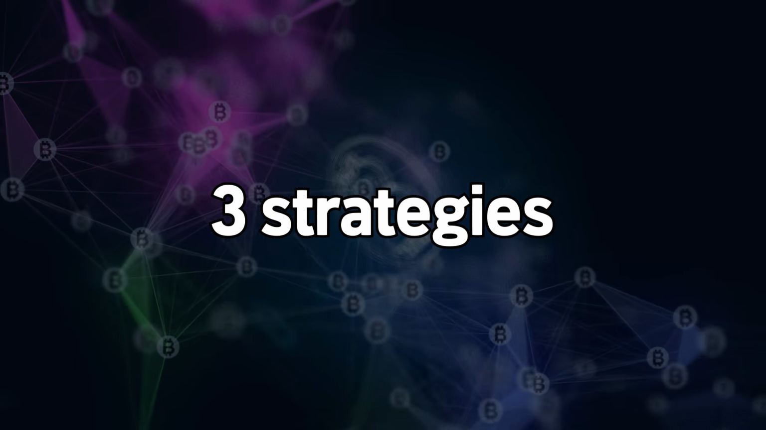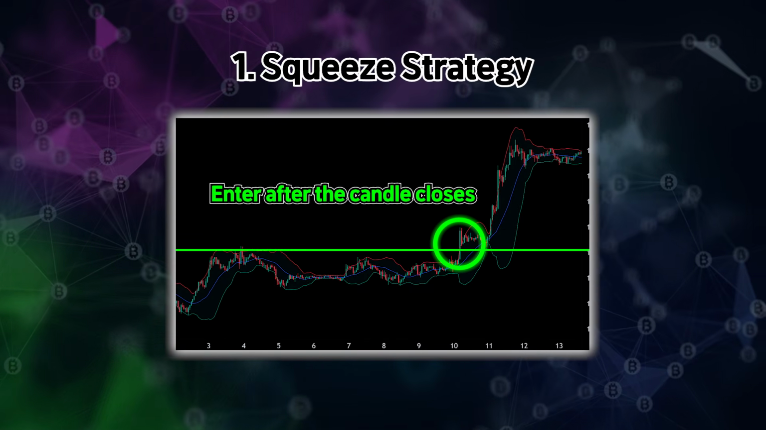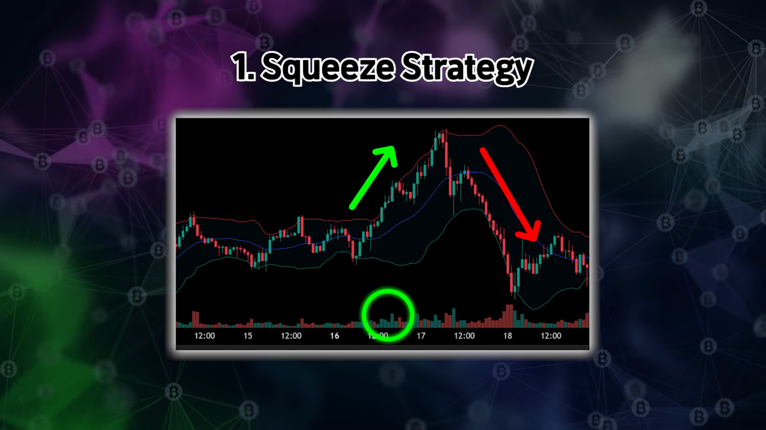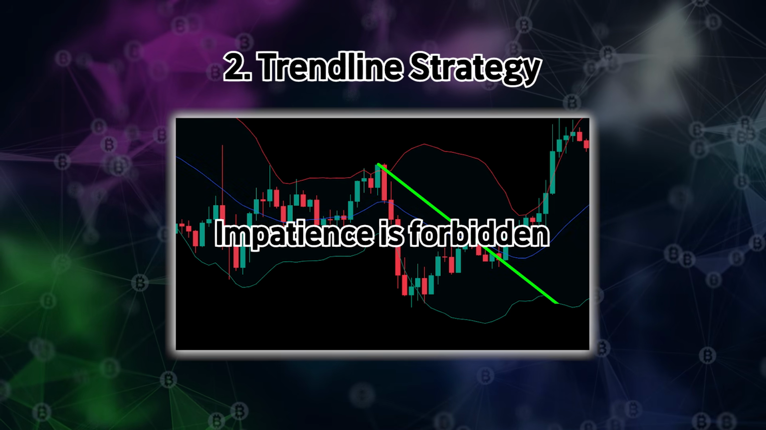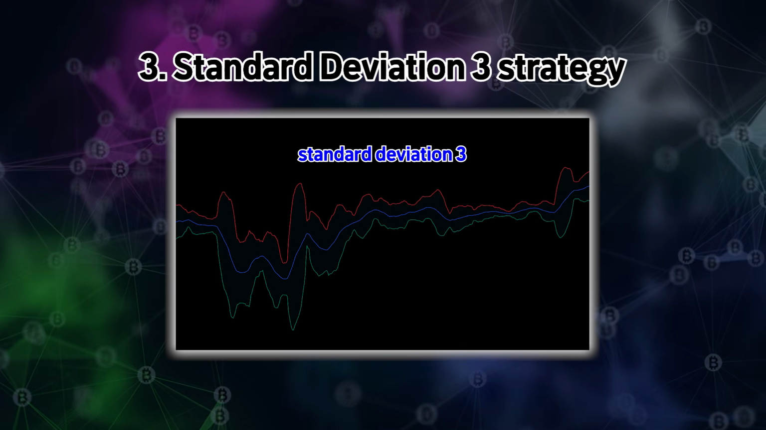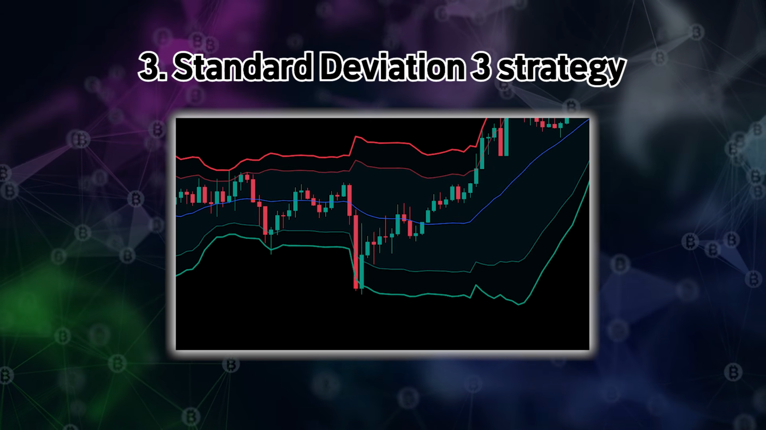Today I've walked you through 3 strategies: the squeeze breakout, targeting simultaneous support resistance and band breakouts after volatility contraction; the 1, 2, 3 trendline breakout, building a trend line from 3 candles and waiting for the breakout; and the standard deviation 3 strategy, capitalizing on statistically extreme breakouts.